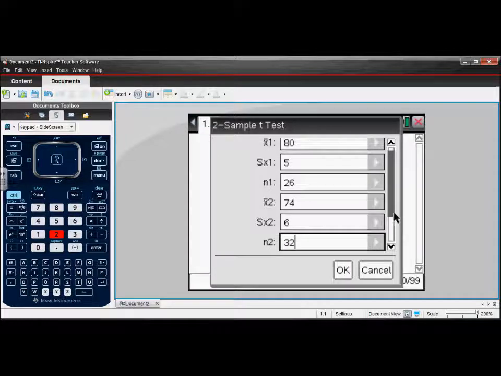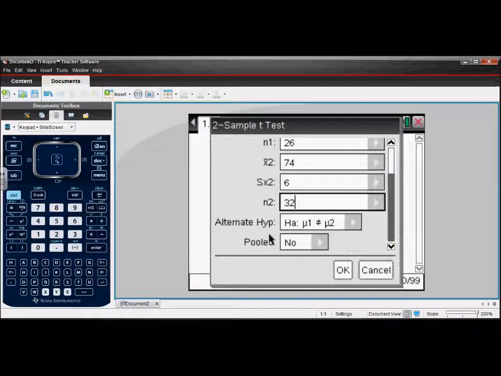Now after that, I'm going to type in what my alternative hypothesis was. If you look at the drop-down menu, it shows you mu1 is greater than mu2, mu1 is not equal to mu2, and mu1 is less than mu2. For our particular problem, we were looking for a difference, and so my HA is going to be mu1 does not equal mu2. You'll also see down here it asks whether or not to pool. Don't worry about this one. We're always going to click no because we're not going to worry about pooling the data. So once I've filled in all the boxes, I'm going to press OK.